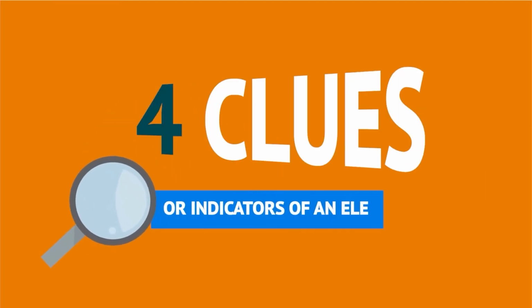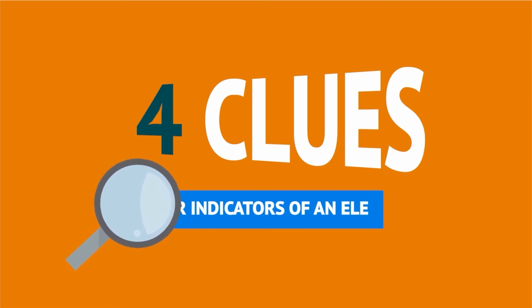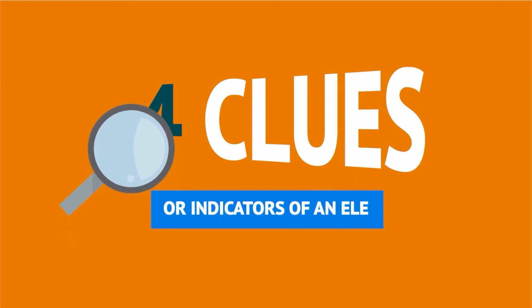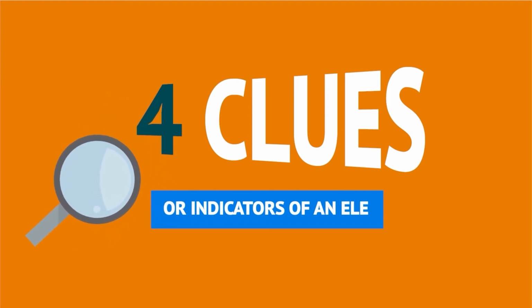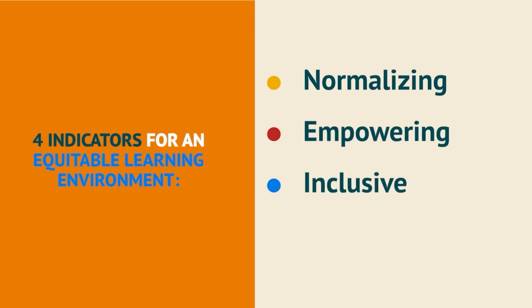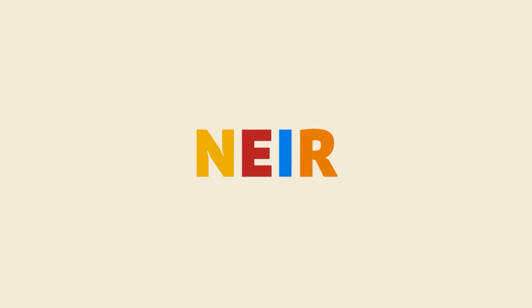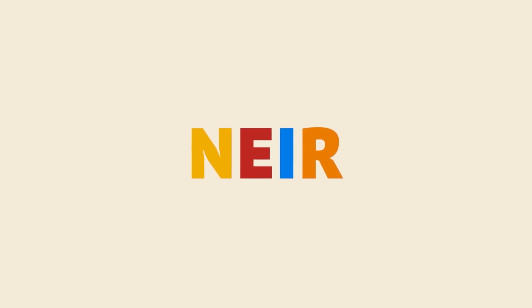Based on the review of decades of award-winning, peer-reviewed, multidisciplinary research and work with practitioners, the STEM Equity Initiative has recognized 4 overlapping characteristics or qualities of an equitable learning environment. The 4 overlapping indicators for an equitable learning environment, ELE, include normalizing, empowering, inclusive, and relevant. Normalizing, empowering, inclusive, and relevant together create the acronym NEIR, or NEAR.